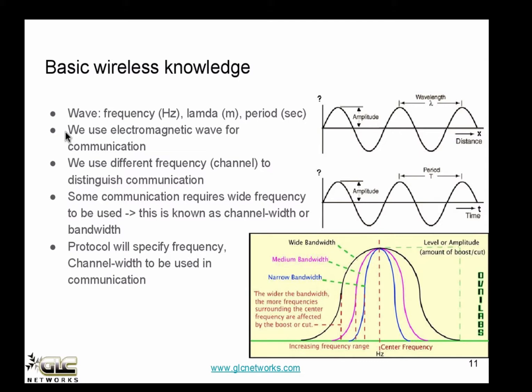Some communication requires a wider frequency to be used, so the width of the frequency used is called the channel width or bandwidth. If you use an FM radio, for example, operating on 100 megahertz, it is operating on 100 megahertz only. If you turn your radio to 101, you cannot hear them, because they are using a very narrow frequency. So 100 megahertz is called the center frequency, and the total channel used during the communication is called the bandwidth. The protocol will specify the frequency or channel width that can be used in communication.